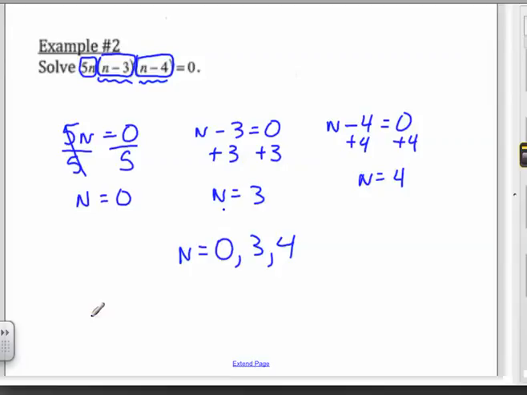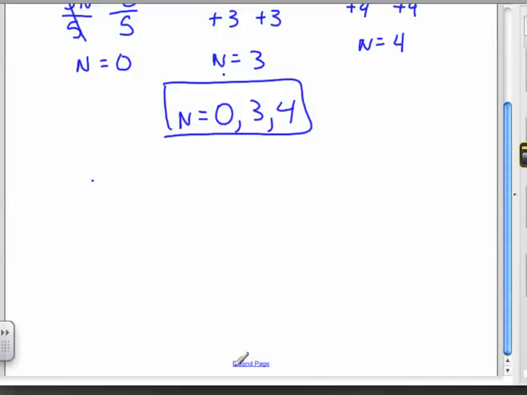Now, think about this. If I were to multiply this all out, 5n times n minus 3 times n minus 4, what would be the highest exponent of n that I would get, Jack? 3. Right? That would be the degree of this equation. What's the largest number of solutions that I can have to a cubic? It's called cubic when it goes to the third degree. What's the largest number of solutions I can have, Jordan? 3. And in this case, I do.